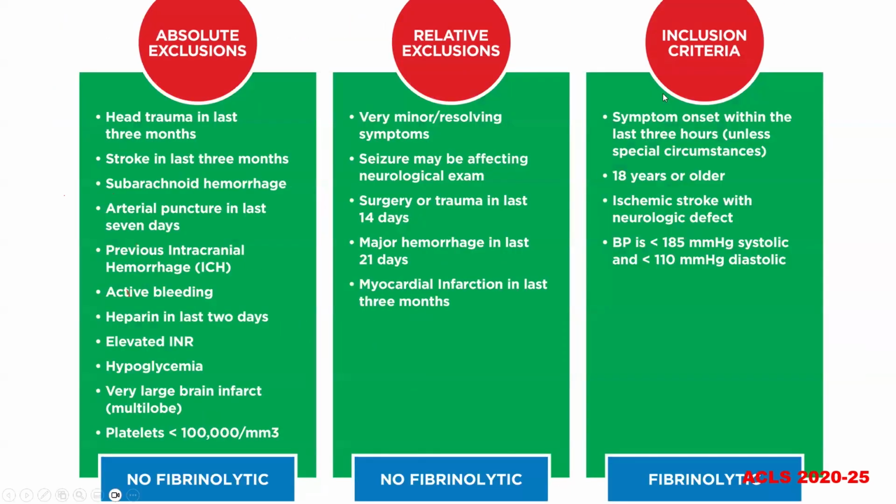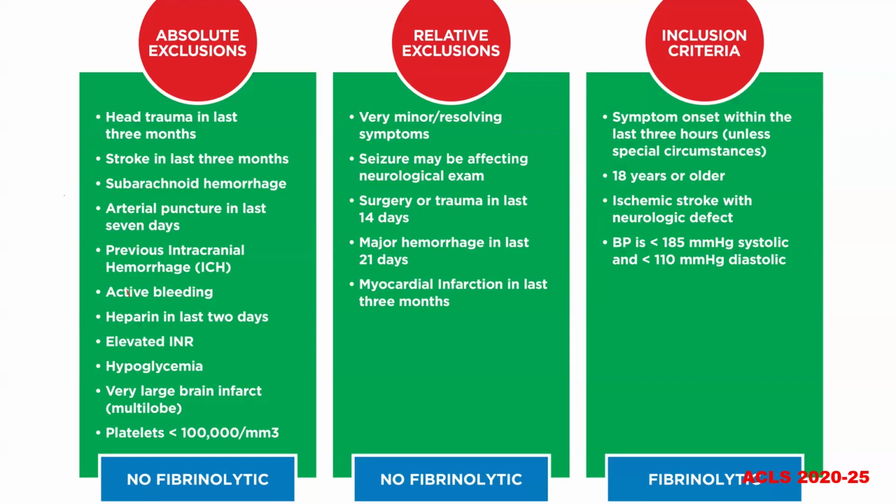So what are the inclusion criteria? So you start from there. When the symptom onset is within the last 3 hours, 18 years or older, ischemic stroke with neurological deficit, when the blood pressure is less than 185 systolic and less than 110 diastolic, and they need to get fibrinolytic.